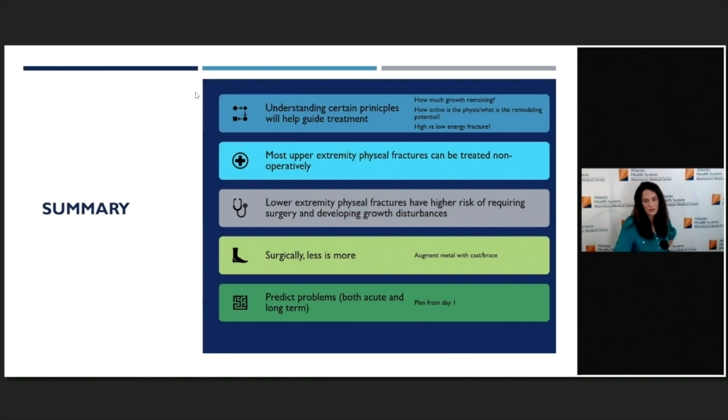And then surgically, it's kind of less is more. We usually just do minimal metal and then put some type of brace or cast on to augment that. And then basically we plan from day one what's going to be our long-term plan. We try to predict problems and counsel the families that they may need more surgery down the line if the growth plate is adversely affected in the long term. Thanks.